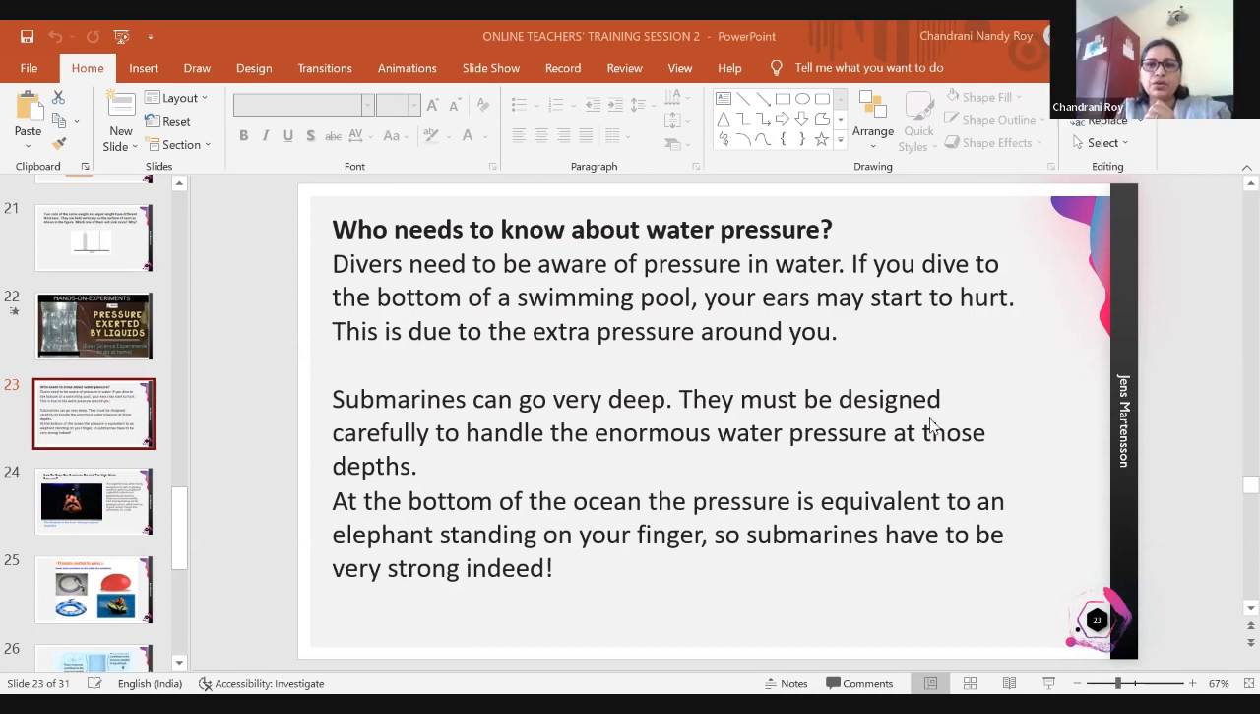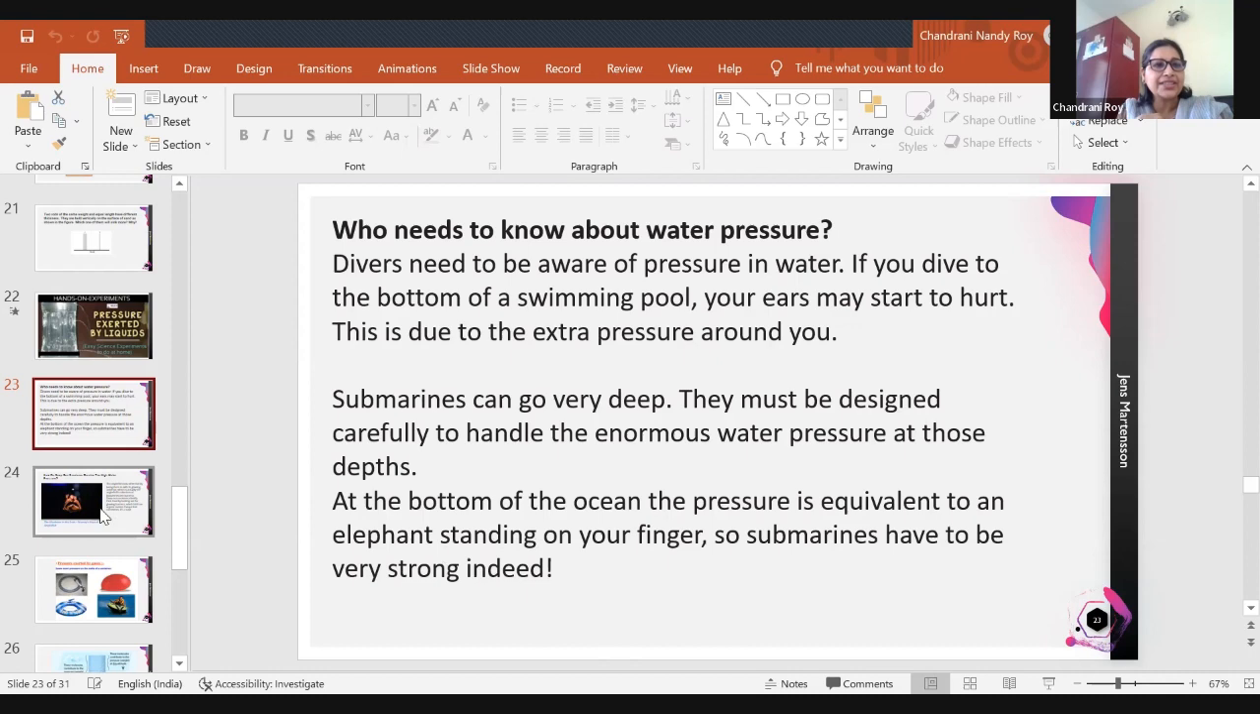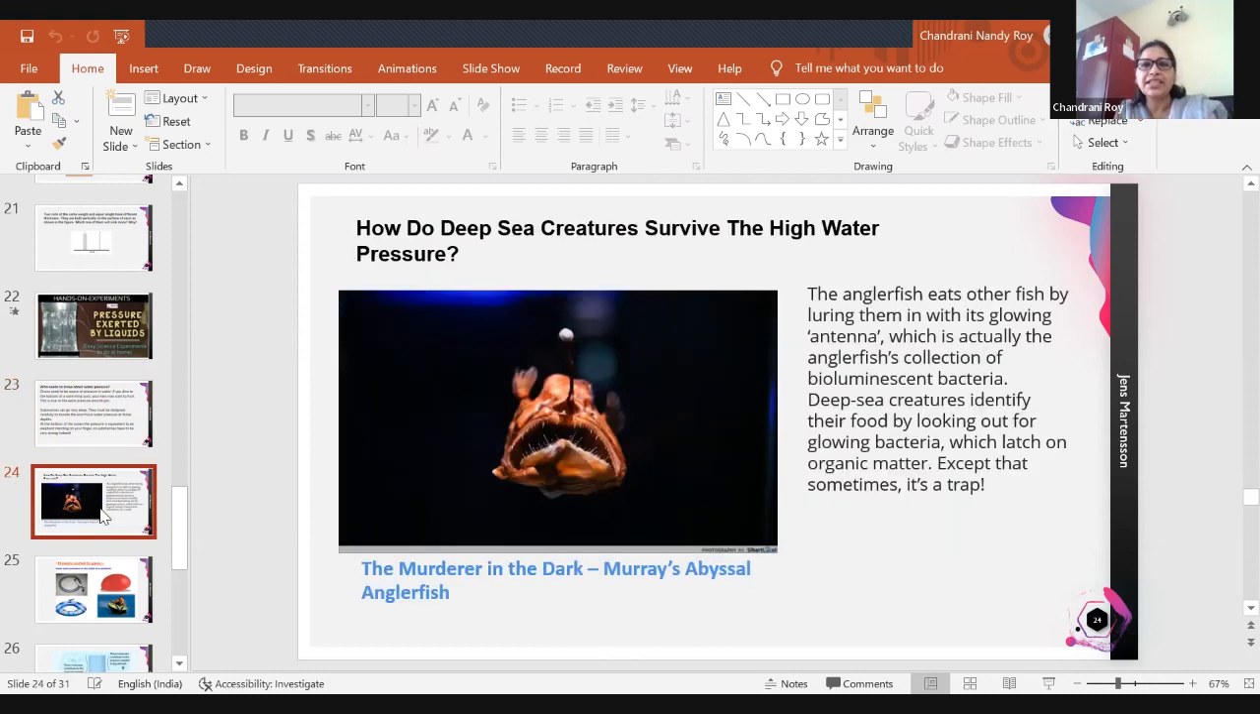At the bottom of the ocean, the pressure is equivalent to an elephant standing on your finger. So it's a tremendous amount of pressure which we will not be able to handle. So submarines which go very deep have to be built in a very strong manner so that they can withstand the pressure. And interestingly, there are some deep sea creatures which survive under high water pressure. This is a marvel of nature.